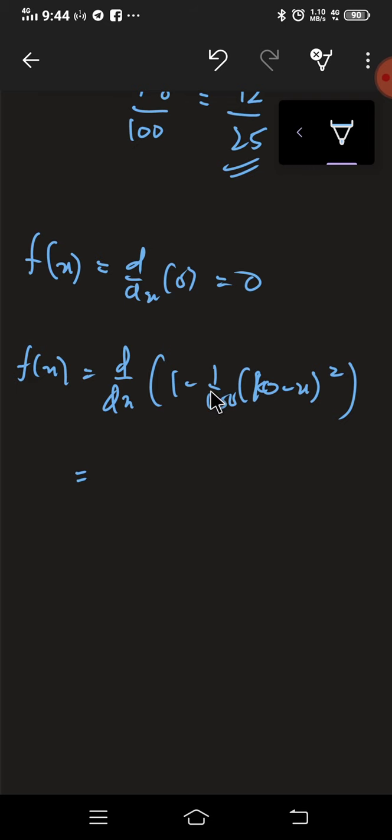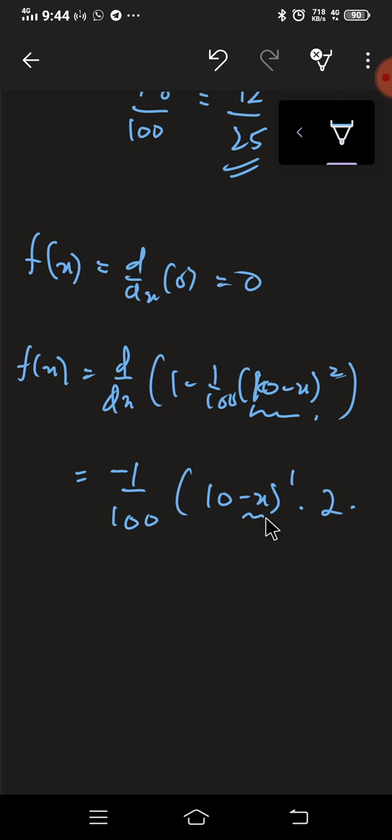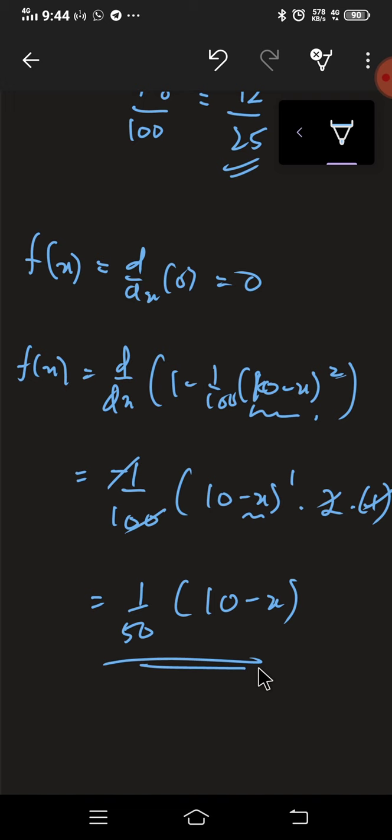Differentiate 1 will be 0. Differentiate k of 10 minus x squared, we can use the power rule. So negative 1 over 100 multiplied by 10 minus x to the power of 1, and then multiplied by 2, and then multiplied by the a. What is a here? Negative 1. So negative and negative will cancel out. 2 divided by 100 will be 1 over 50, and then 10 minus x. So this is our function of x.